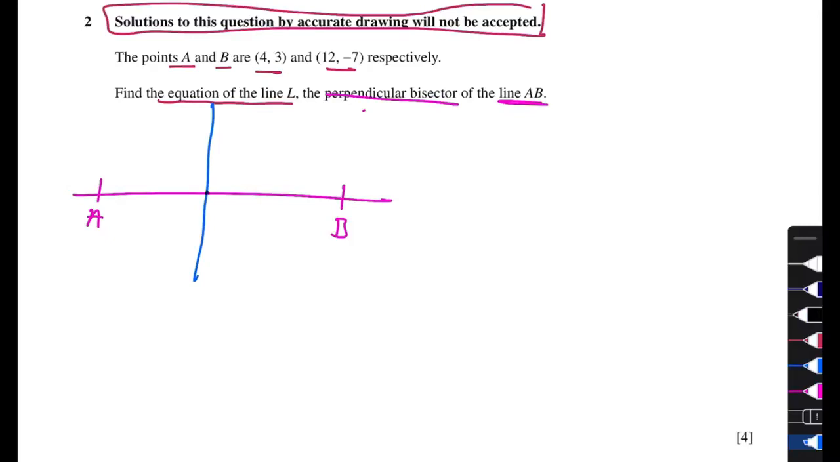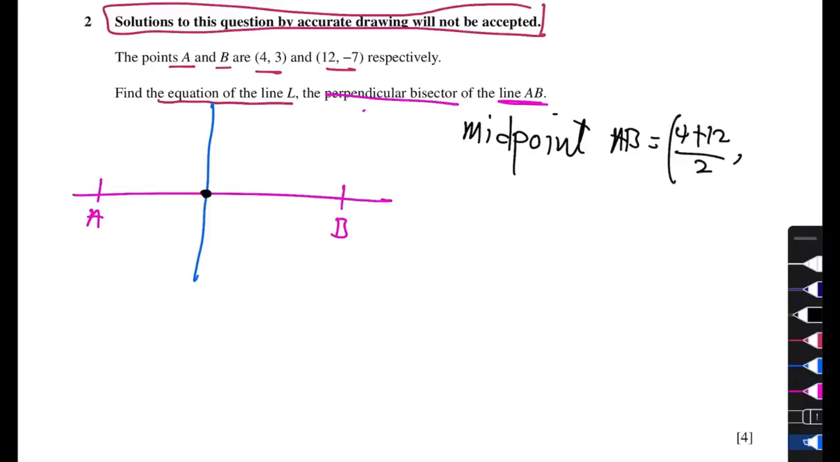That means that we need to know what this point is, because to find the equation of a line, you need a gradient and a point. Okay, so let's start with the midpoint. So the midpoint of line AB would be 4 plus 12 over 2, and then you have 3 minus 7 over 2. That will give you, that's 16 divided by 2, that's 8, that's negative 2, right? Okay, so we are looking at 8 and then negative 2.